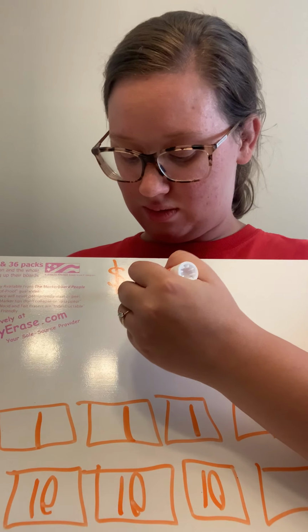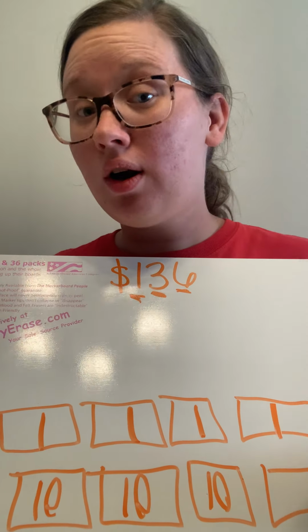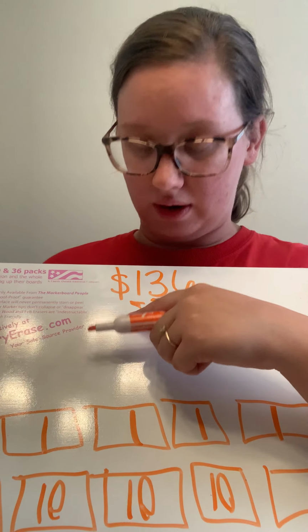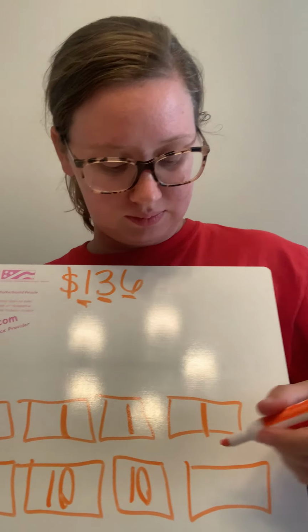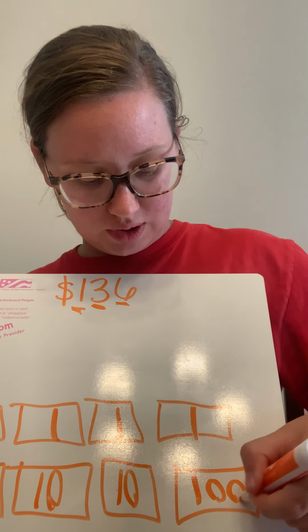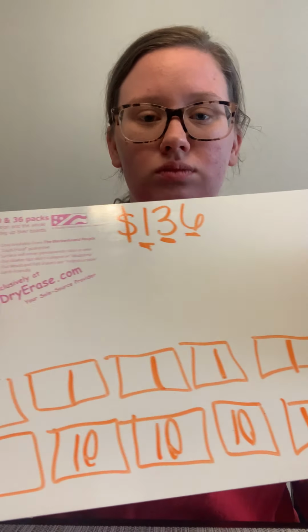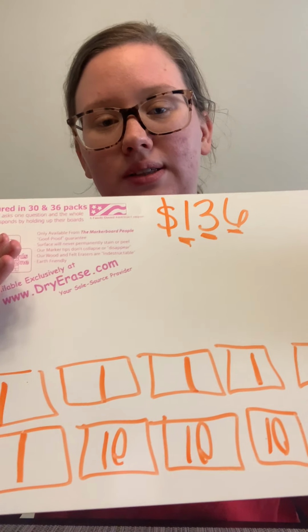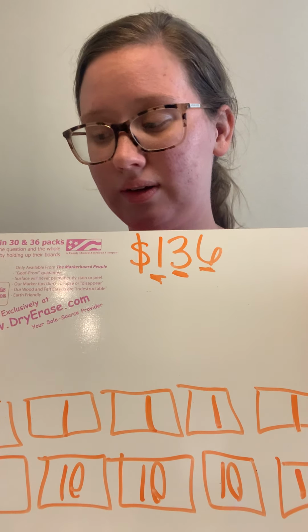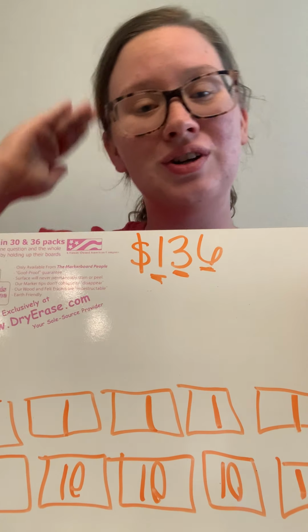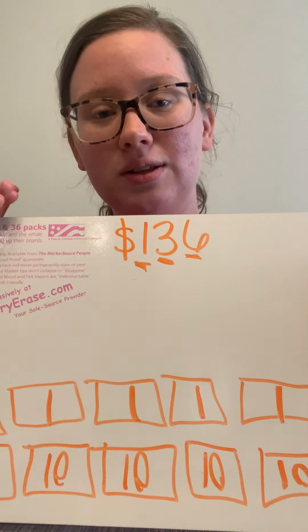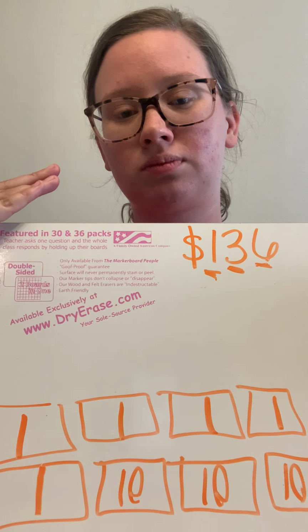Now, I need to look at my hundreds place. There are $100 bills, so how many $100 bills do I need? 1. So here's my $100 bill. So that's what your boxes are going to look like. But if you look at number 1, 136 equals, that's where it wants you to write your expanded form.